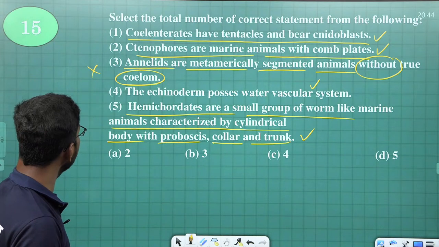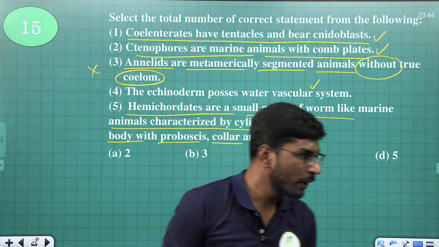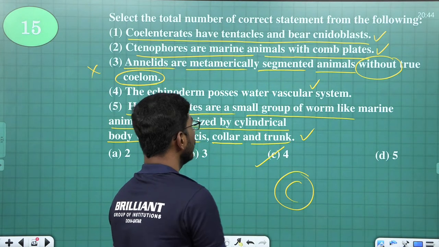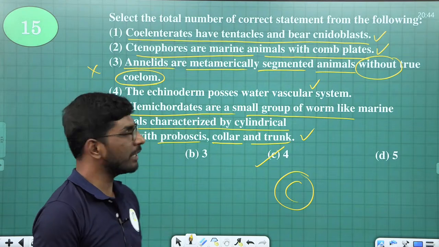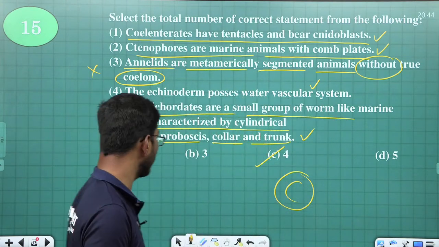1, 2 is correct, and the 4th one is correct, the 5th one is correct. That means 4 statements are correct. What is the correct answer? The correct answer is 4 statements correct, Option C. Am I correct? Done, beta? 4 statements correct out of 5. So, answer C. Right. Very good.